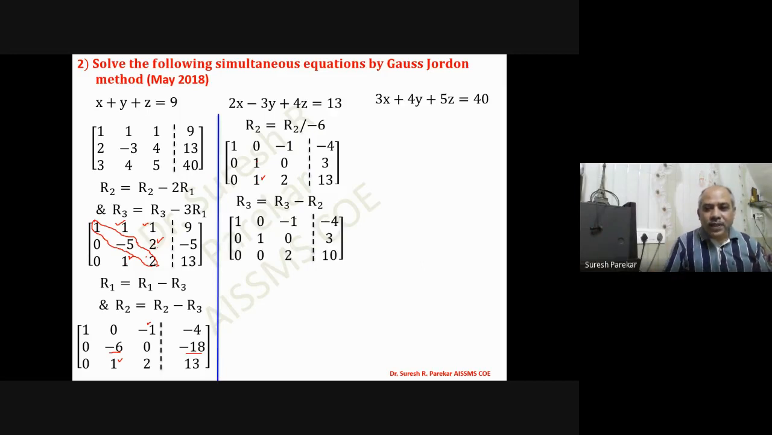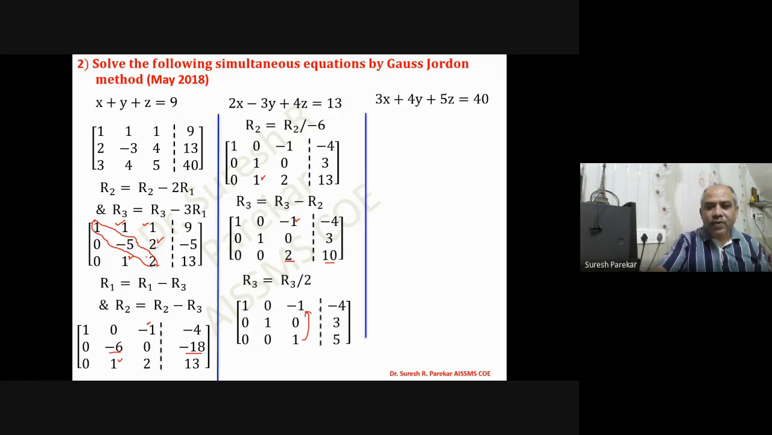Now we have to make this 0, and here you have 2 and here you have 10. So you can divide by 2 and you will get 1, 5. Now it becomes easy, just add this row to this row. So this becomes 0 because these values are 0, and 5 minus 4 becomes 1. So I will get 1, 3, 5, and this will be your matrix. Then I can find these values directly.